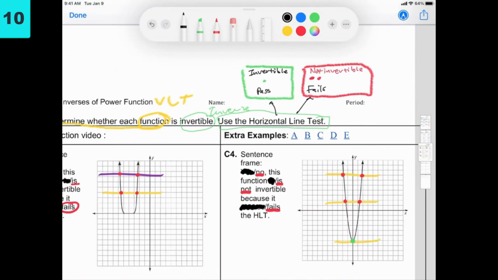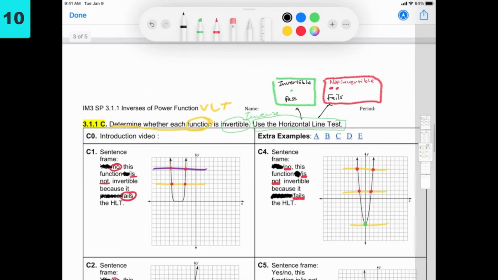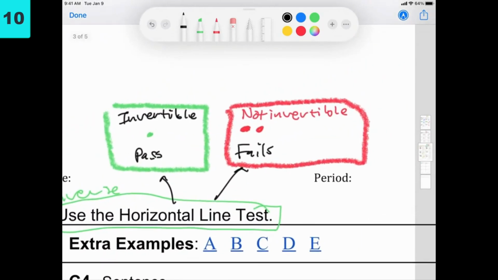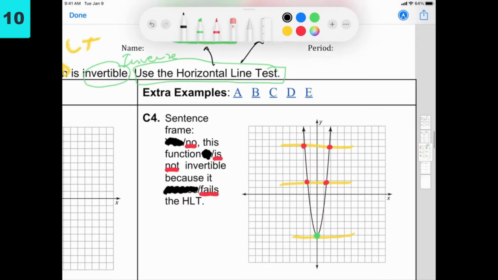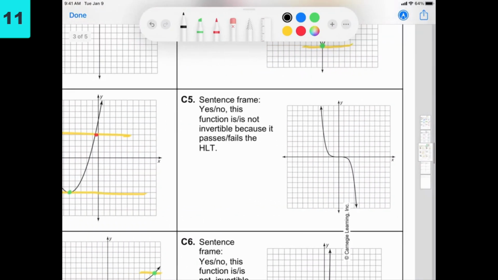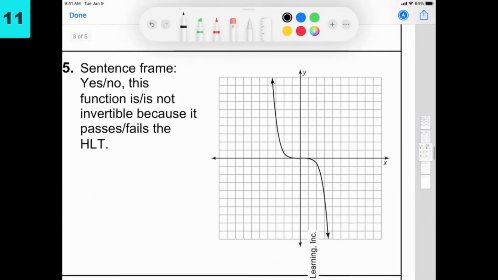C5, let's see if we can take the inverse of this function. And to review, we're going to put some horizontal lines. One dot means pass, two dots means it fails. Let's take a look at this one. This looks like a negative cubic root. Go ahead and put a bunch of horizontal lines wherever you want. Okay, here. It's going to pass, passes, and passes.